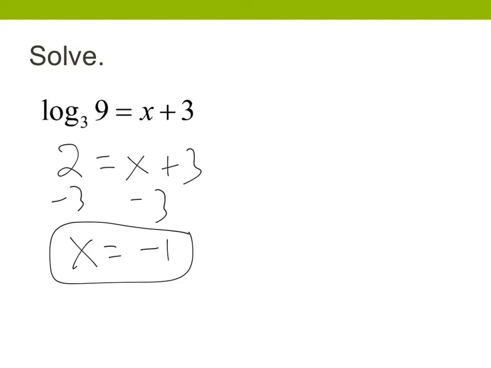Now, we do need to watch out for negative numbers here and there. Not necessarily that x is negative, but we do need to watch out for certain things. We can't take the log of a negative number. With x being negative 1, I'm all good. Negative 1 plus 3 is 2. It all checks out just fine. But if I end up taking a log of a negative, now we got issues, and we'll see that at some point.